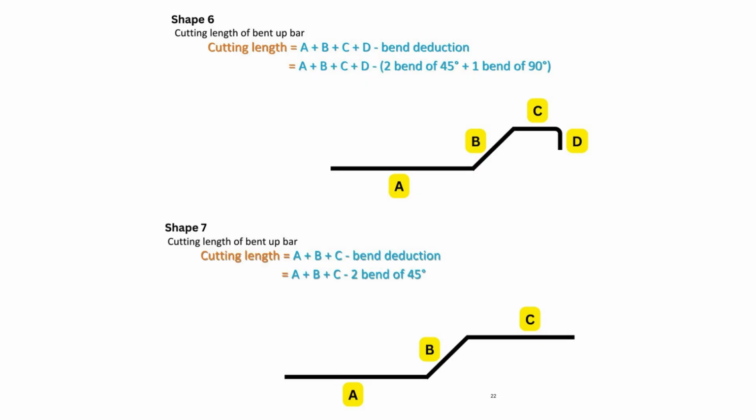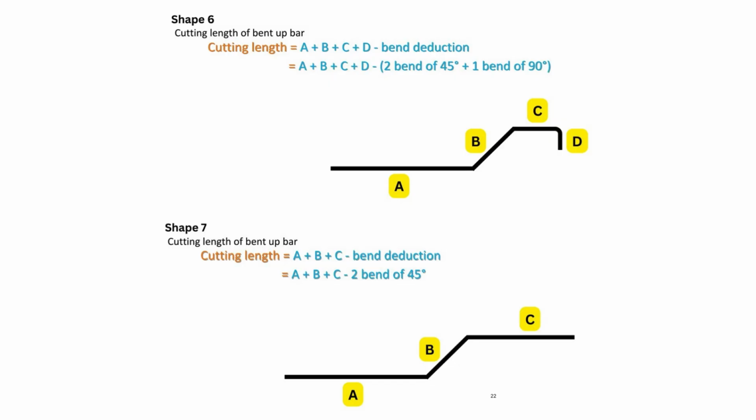Shape 7 cutting length and bend deduction explanation. Shape 7 typically includes 3 linear segments, A, B, and C, with 2 bends, each at 45 degrees. We start by adding the straight lengths. Cutting length, before deduction, equals A plus B plus C. Since this shape includes 2 bends of 45 degrees, we apply the standard deduction of 0.3d per 45 degrees bend.